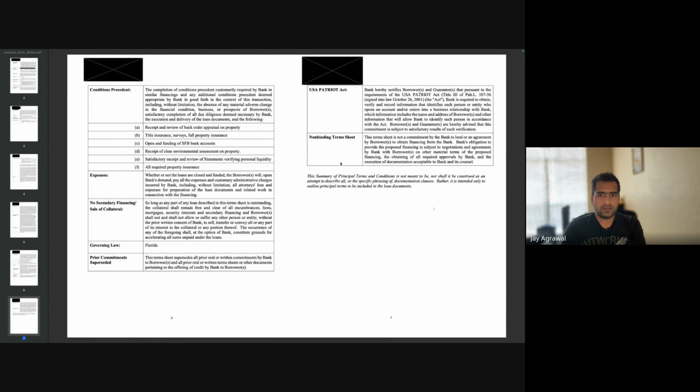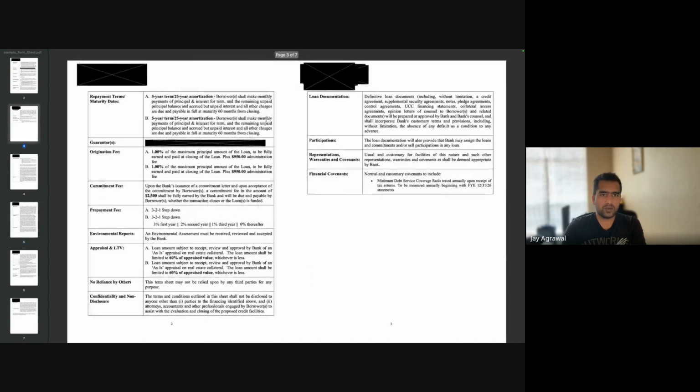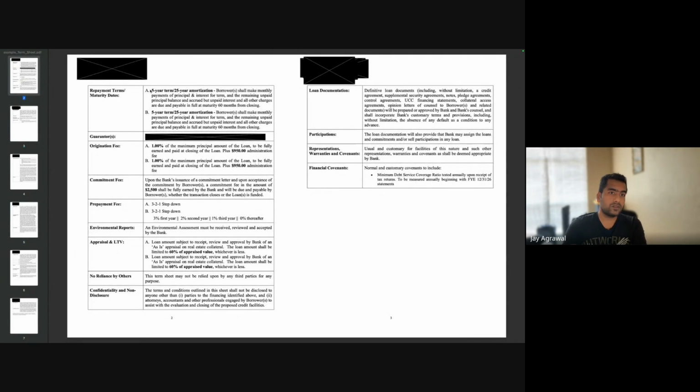Yes. And the rest of this stuff is just basic lingo, legal lingo, nothing really into it. So we just wanted to show you what a term sheet looks like. And one more thing to remember when you're doing commercial is this is not like residential where you get a 30-year fixed or a 15-year fixed or something of that nature.